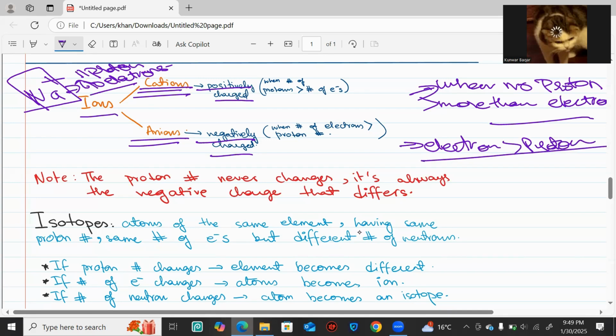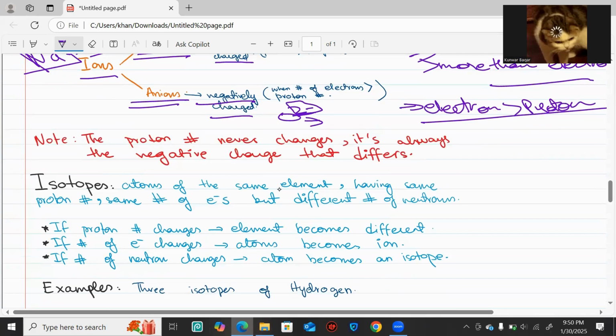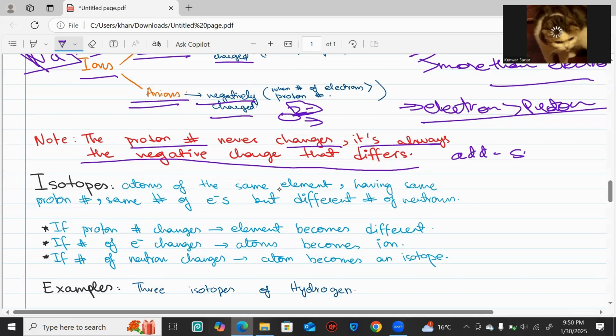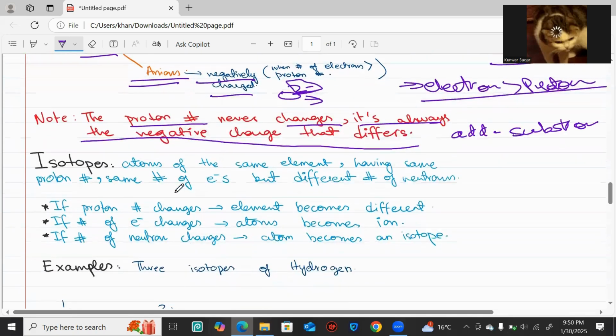And we can take oxygen, the ion of oxygen. As we can see in the symbol, it means that it has two more electrons. Now there's an important thing: the proton number never changes. It is always the negative charge that differs. So basically it means that the electrons are always added or subtracted. The proton number is never changed.